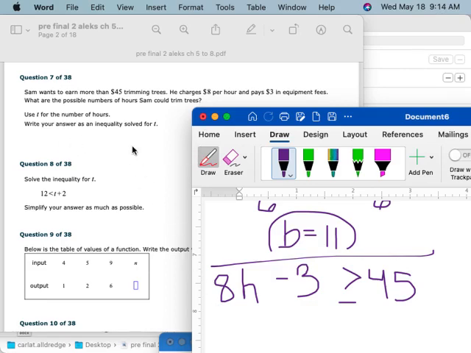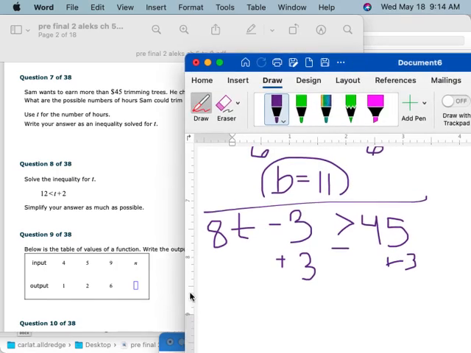Okay, so T is the number of hours. Okay, we'll change that to T. Now, we're going to solve this for T because we're trying to find out the possible number of hours Sam could trim trees. So we're going to add a 3 to both sides to get the T variable by itself. Okay, and then we're going to say 8T is greater than or equal to 48.